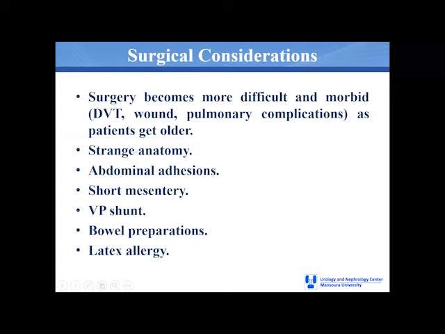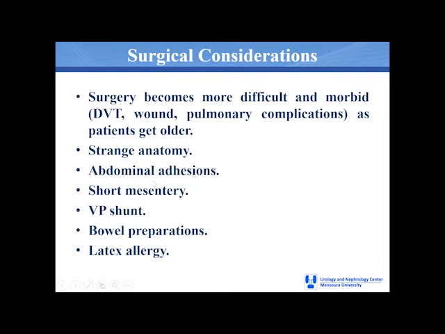Patients with spina bifida sometimes have strange or weird anatomy because of their body habitus. They have a short torso, so all the viscera are sometimes squashed in a small space. Sometimes you find a higher incidence of retrocecal appendix. Sometimes you find the cecum underneath the liver.